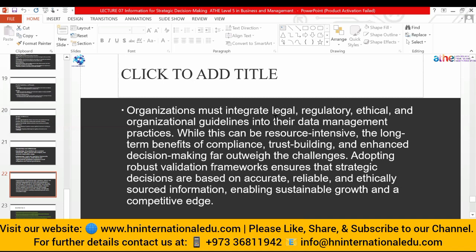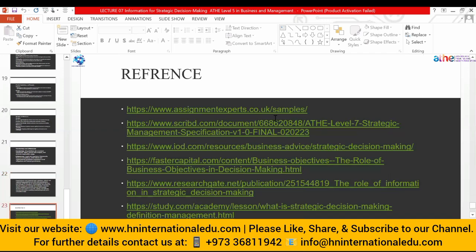Adopting robust validation frameworks ensures that strategic decisions are based on accurate, authentic, reliable, and ethically sourced information, enabling sustainable growth and a competitive edge. When you're extracting knowledge and information from the correct websites, correct sources, and properly defined initiatives, then definitely you're going to be sustained in the industry for a prolonged period. And you're going to have something different, unique, a benchmark as well. That's it. These are the references.